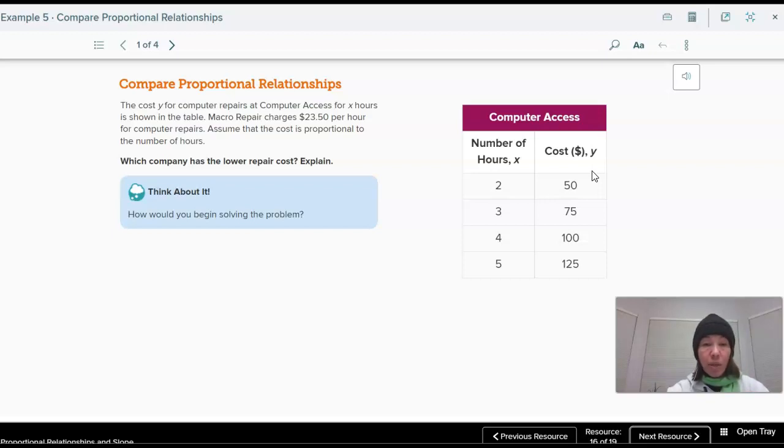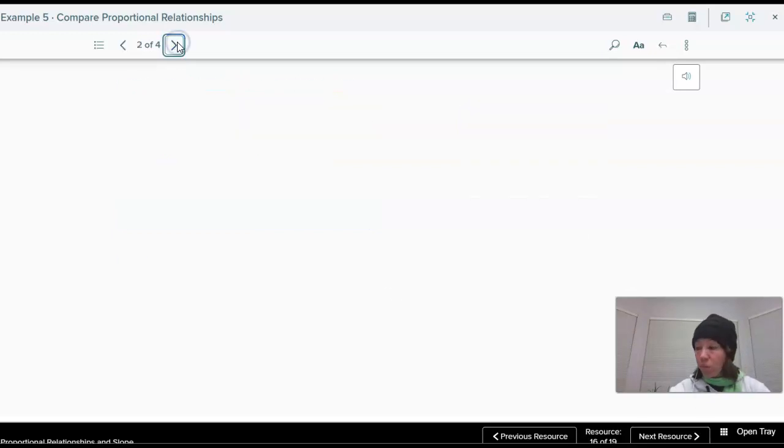Which company, so here's, so this is the Computer Access, and then this guy, Macro Repair, charges $23.50 per hour. So which company has the lower repair cost? And this is on page 185, so you can fill this in on page 185.